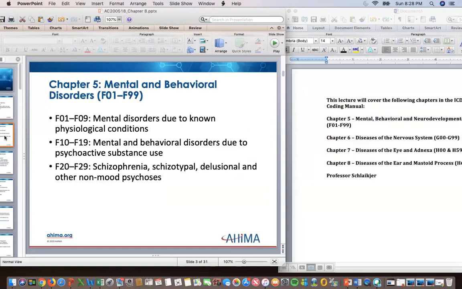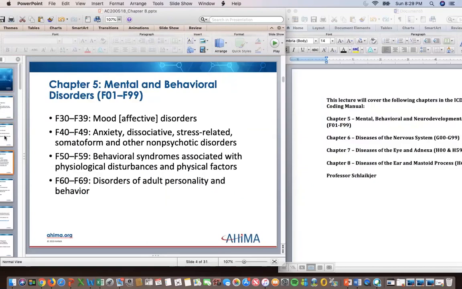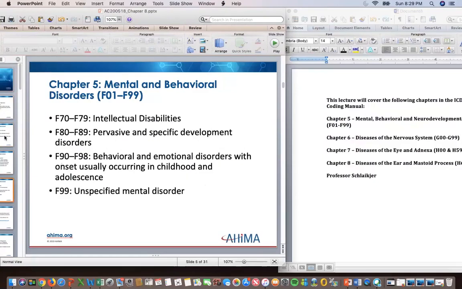This week we're looking at Chapter 5, which is Mental and Behavioral Disorders. So take a look at the different blocks or the categories that you're looking at. Mental disorders due to known physiological conditions, mental and behavioral disorders due to psychoactive substance use, schizophrenia, delusional, and other non-mood psychotic disorders. We'll look at mood disorders, anxiety, behavioral syndromes, disorders of adult personality and behavior. Within this chapter, there are intellectual disabilities, pervasive and specific developmental disorders, behavioral and emotional disorders, and an unspecified mental disorder.